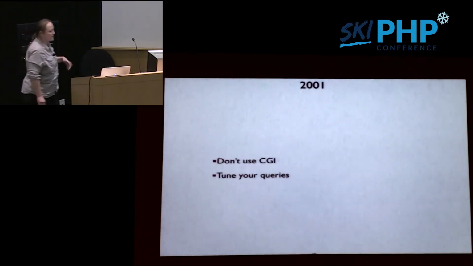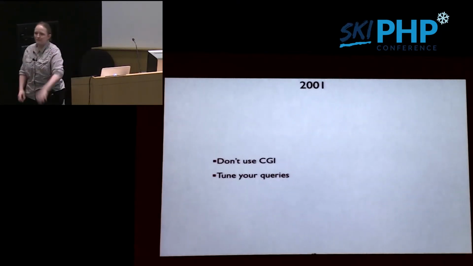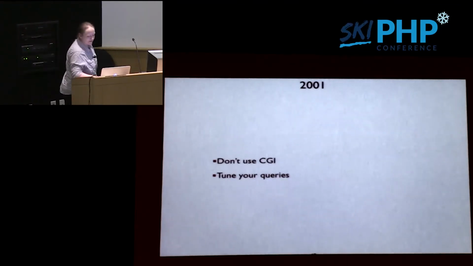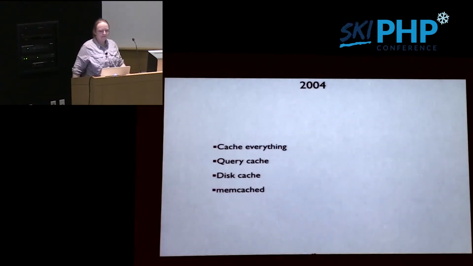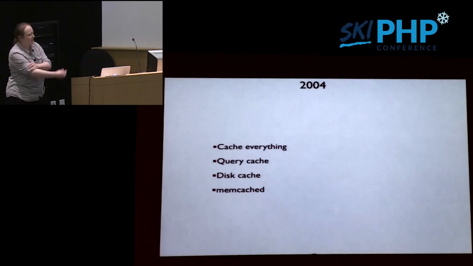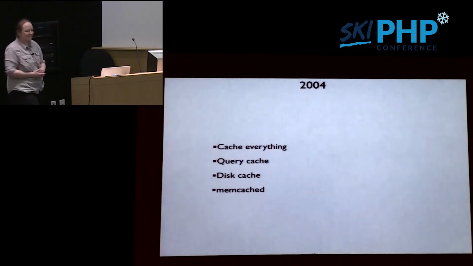So, performance. In 2001, we were telling people, use ISAPI. Don't use CGI for PHP, because then your web server will be forking off a new process. And now people are like, what's CGI? And you should tune your SQL queries, like use indexes. By 2004, we were caching everything. We would have a query cache, a disk cache, memcache. We had multiple layers of caching. And of course, the downside of this was when you were trying to find a bug, you had no idea where to start looking.